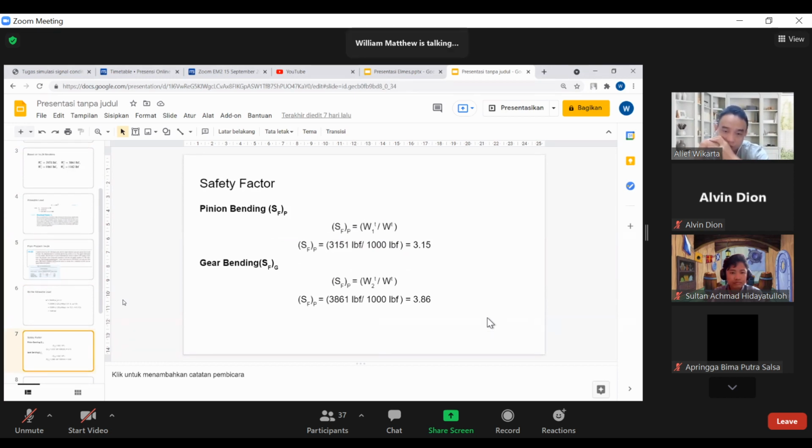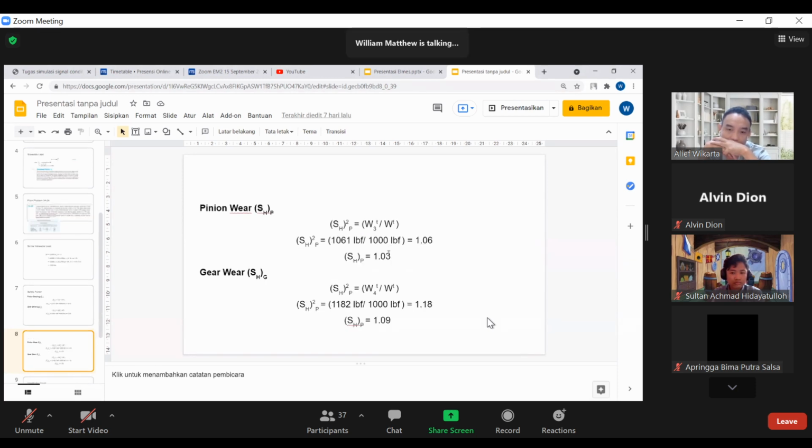So here comes the safety factor formula for the bending. Because we already know the transmitted load, we just need to divide it and find the safety factor here. And this is for the wear.